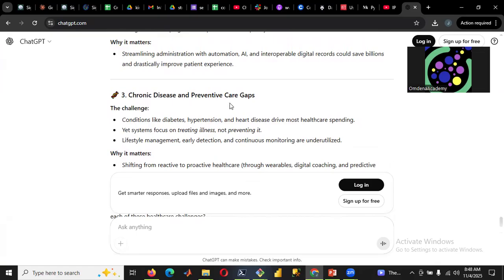Then chronic disease and preventive care. Conditions like diabetes, hypertension, and heart disease drive most care spending. This is actually an area I'm interested in. Talking about diabetes, hypertension, heart diseases, all these are serious chronic diseases, and it is still a key issue. The other one is shifting from reactive to proactive healthcare. That's what makes it very important.